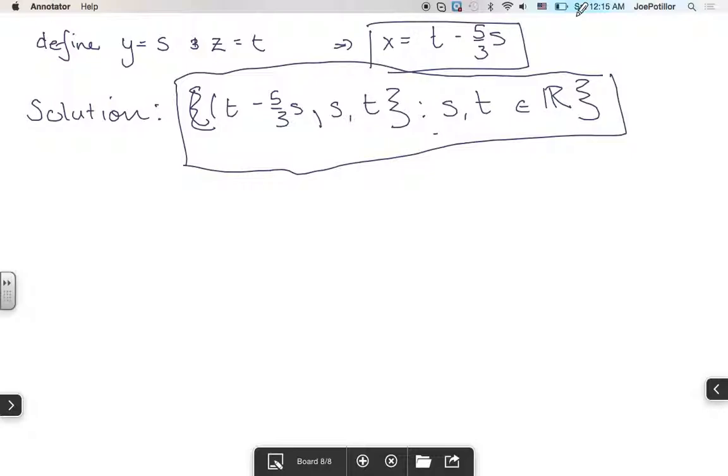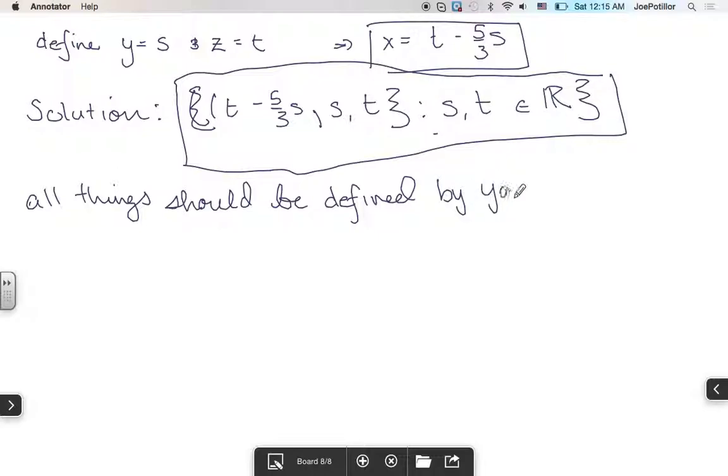So it is important when you're looking at a parametric equation to define all things in terms of your parameters. So all, or in this case, all your variables, of course.